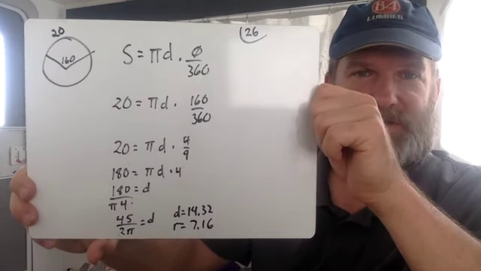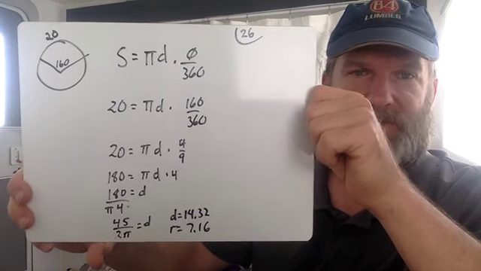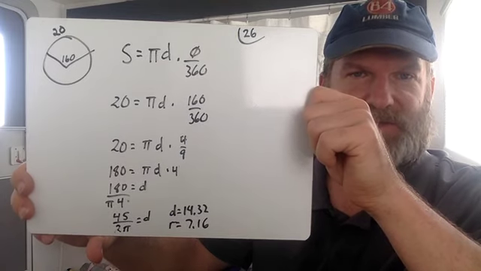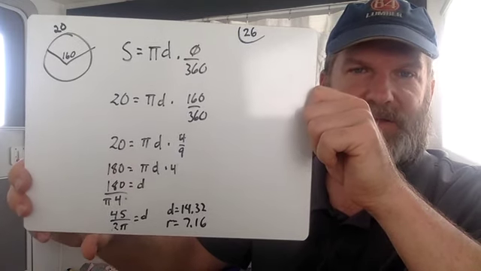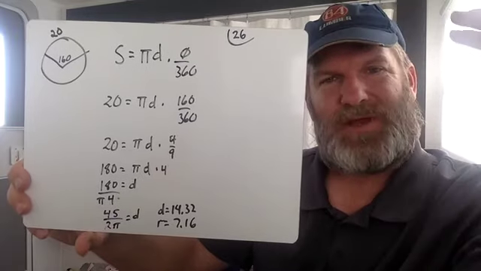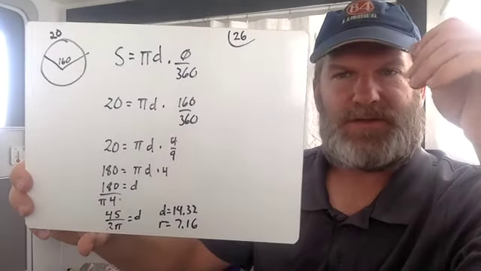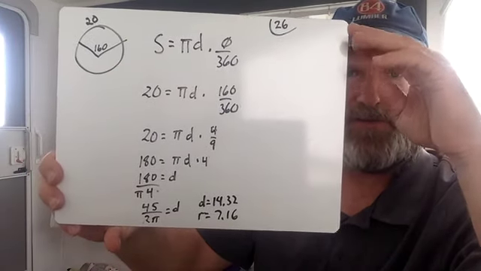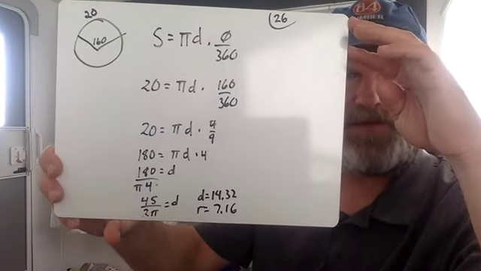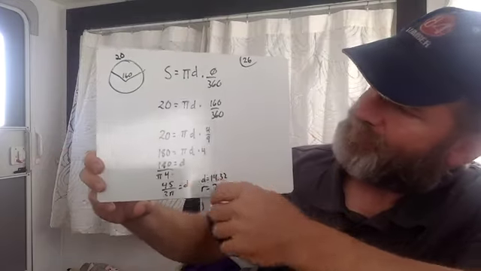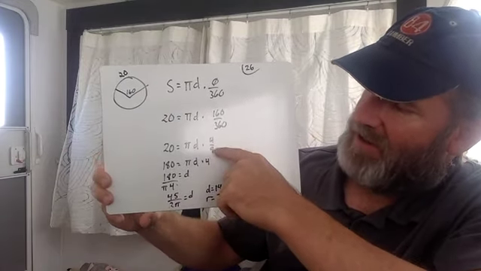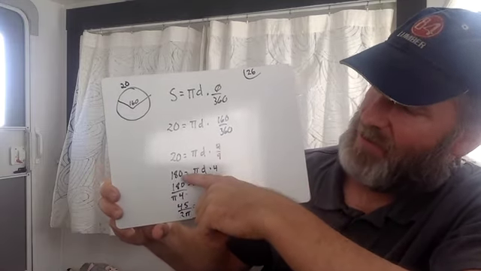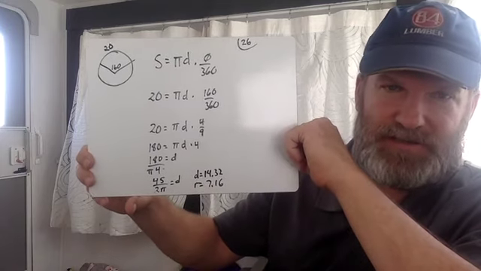So the first thing I did was I substituted in the numbers that we were given. I put in 20 for S and I put in 160 for theta. And then I got busy trying to get D all by itself. So instead of multiplying 360 to the other side and using all these big numbers, I went ahead and reduced 160 over 360 right off the bat into 4 over 9. Now on the next line here, this is when I get rid of my 9. I multiply my 9 to the other side. So 20 times 9 is 180. That's where that 180 comes from, and the 9 is gone now.